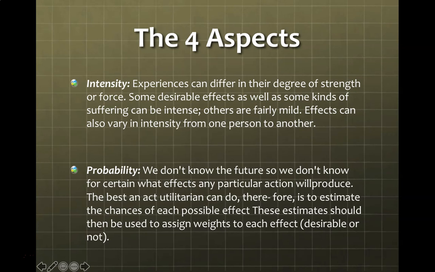Probability. We don't know how the future will be, so we don't know for certain what effects any particular action will produce. The best an Act Utilitarian can do, therefore, is to estimate the chances of each possible effect. These estimates should then be used to assign weights to each effect, whether they're desirable or not.